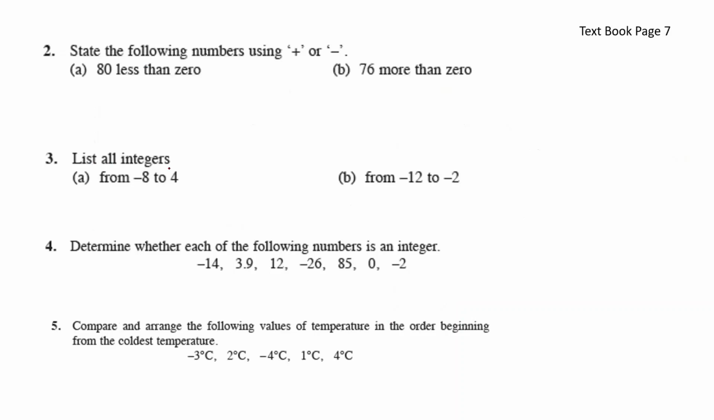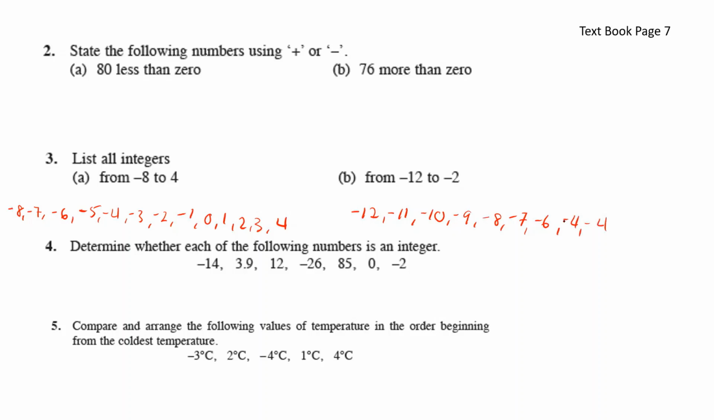Next, list all integers from -8 to 4. -8, -7, -6, -5, -4, -3, -2, -1, 0, 1, 2, 3, and 4. From -12 to -2: -12, -11, -10, -9, -8, -7, -6, -5, -4, -3, -2.